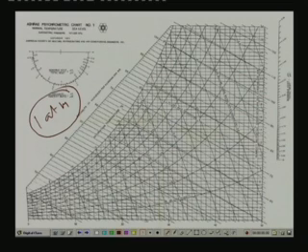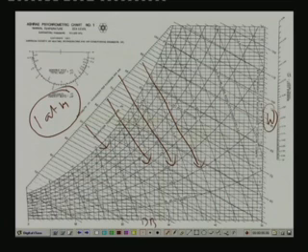And again, as I said, you have the dry bulb temperature here, and you have the saturation humidity ratio as the ordinate, and all these curved lines are your relative humidity lines, and the slant lines are specific volume lines and enthalpy lines.